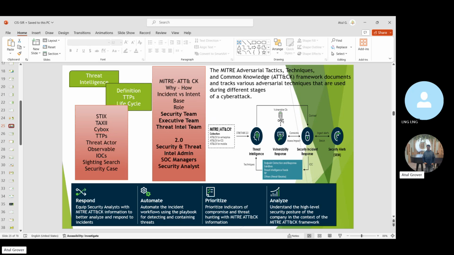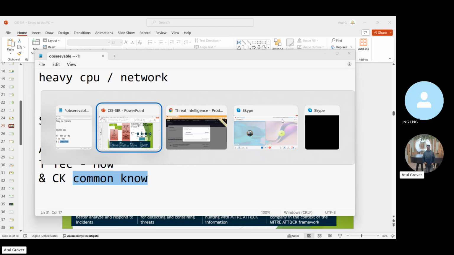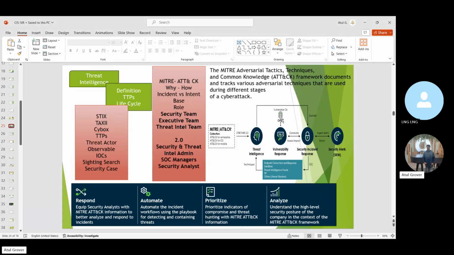This is common knowledge which we have to use in these particular cases. Now there are three personas, three different roles in this area, and these three are different from what we discussed earlier on the guidance part, or I can say the reporting persona. Number one, we have a security team, then we have an executive team, and then we have a threat intel team.